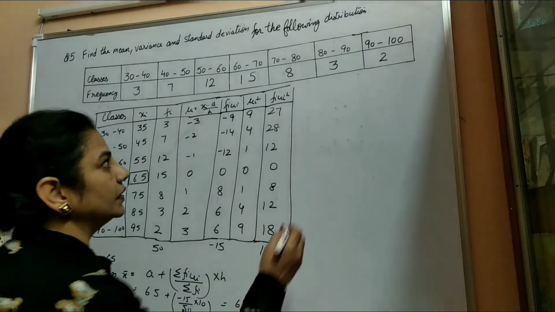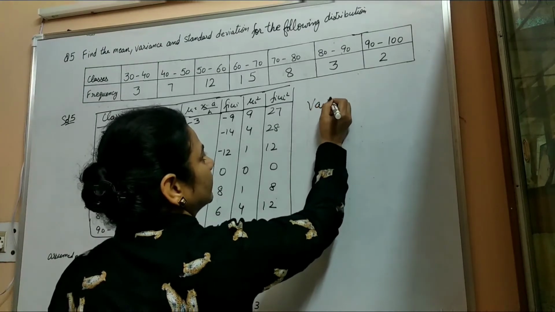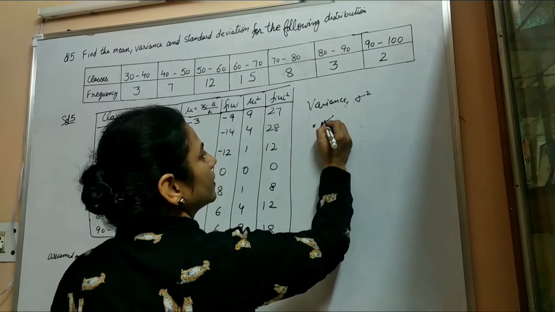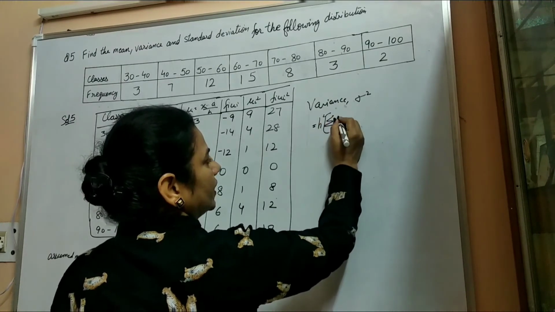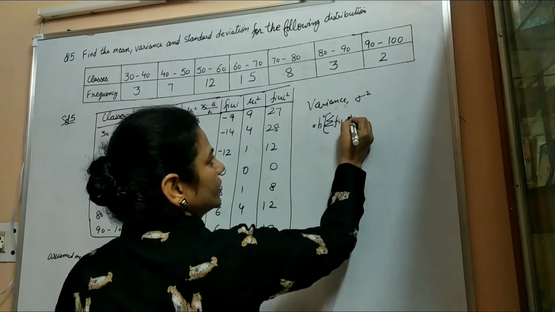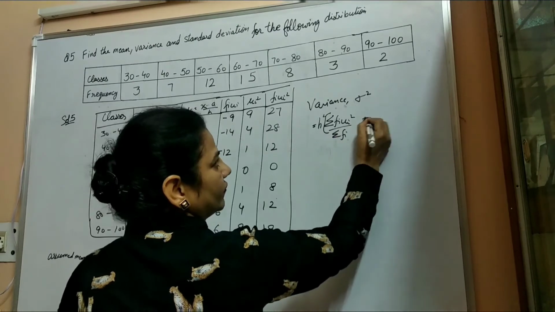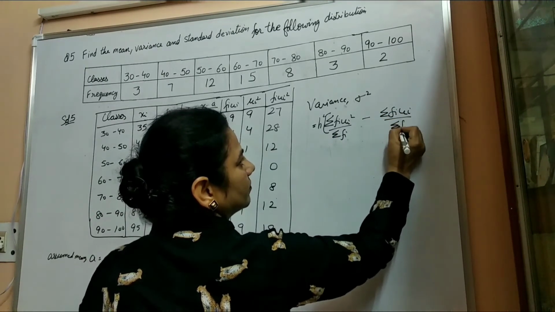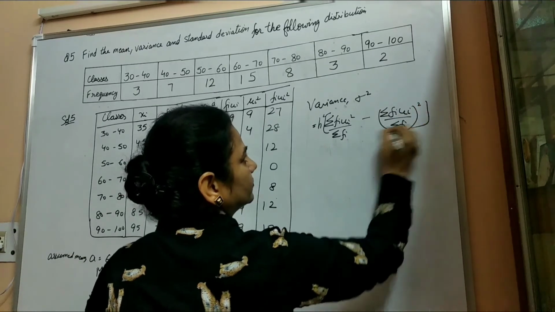To calculate the variance, variance sigma square is given as h square by sigma fi times (sigma fi ui square upon sigma fi minus (sigma fi ui upon sigma fi) whole square).